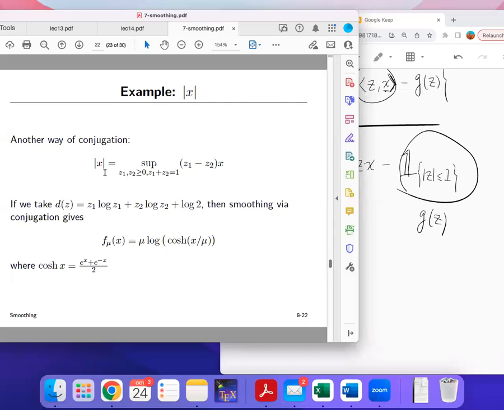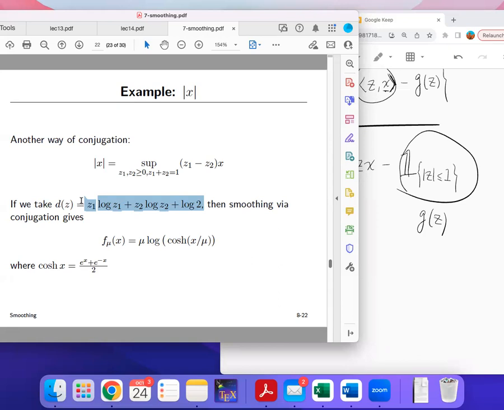And therefore, this is again another form of conjugation, because this is again a linear term. z1 minus z2 times x is a linear term. So we can also perturb this form by introducing this d(z) function. Here we are using something like an entropy function: z1 log z1 plus z2 log z2 plus log 2. This is like an entropy function. So we add mu times d(z) to the supremum problem, okay? And then we can solve this problem.